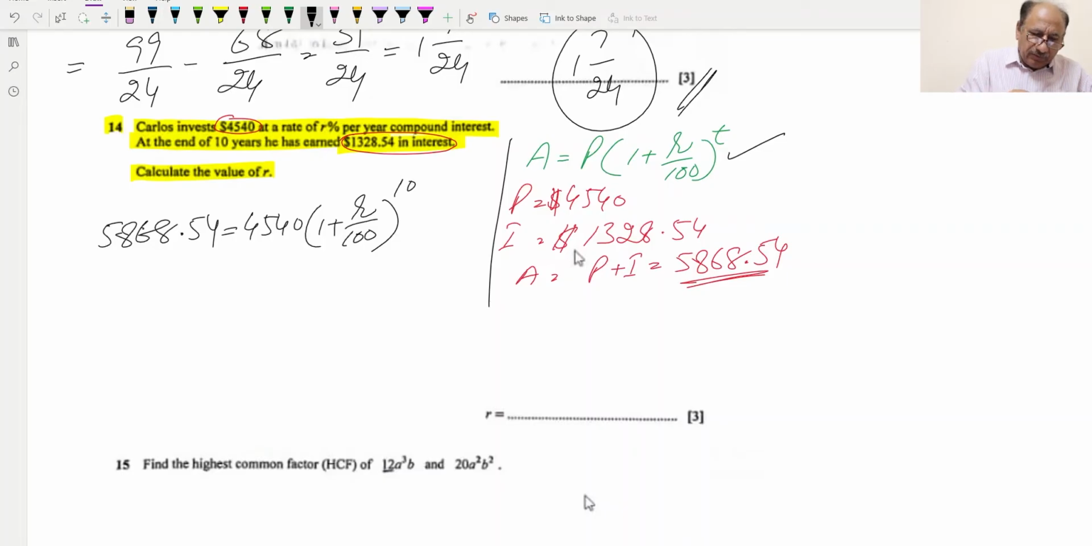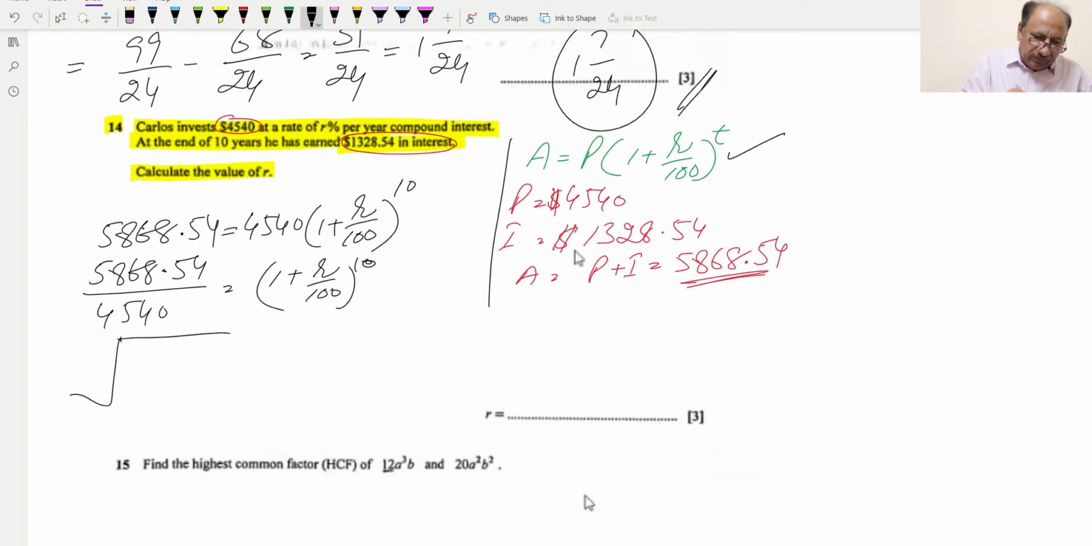So this will be 10. Now we can shift this to the other side, and this will be 5868.54 divided by 4540, and this will be equal to 1 plus rate over 100 raised to the power 10. So this raised to power 10 we can shift to the other side, so it will be the 10th root of this side.